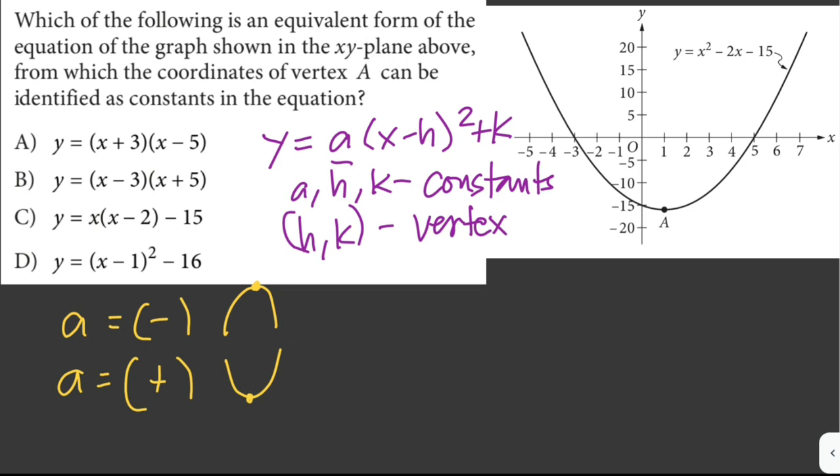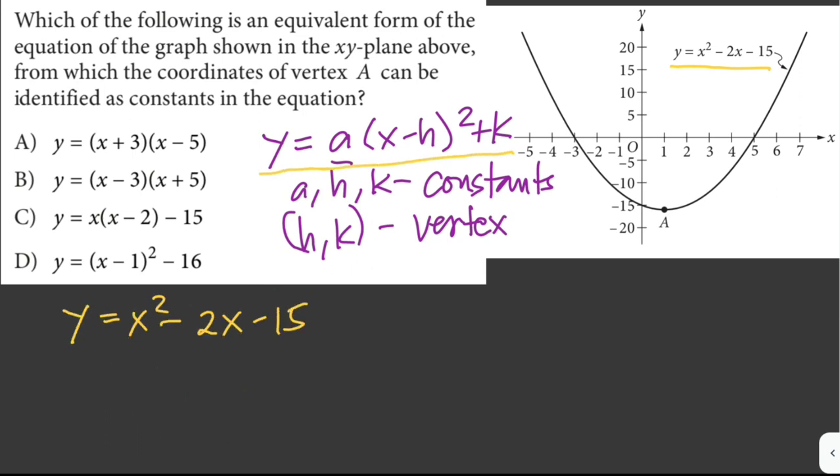In this case, we're given the graph and the equation, which is y equals x squared minus 2x minus 15. Now we can write this in vertex form. We group x squared and negative 2x, and then complete the square. Since the value of a is positive 1, the parabola opens upwards.